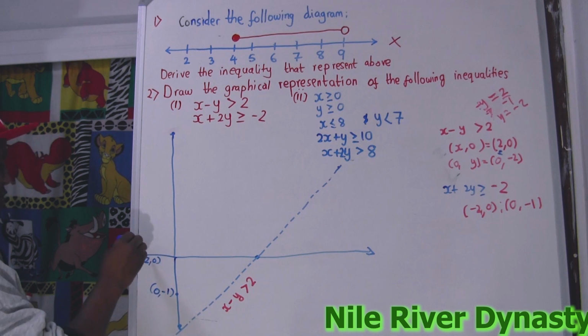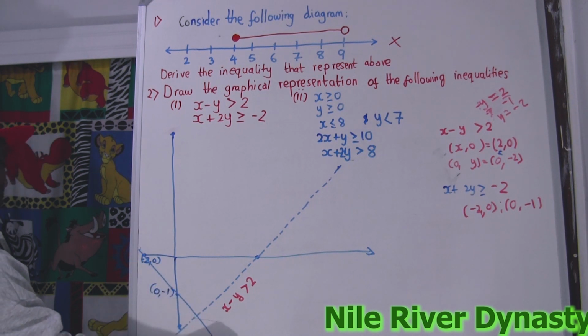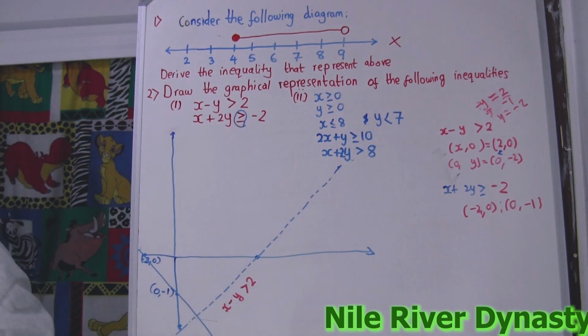Now, this graph might come out something like this, you know what I'm saying? And it's solid. You know why it's solid? Because of this. So it's a solid line. Okay, now we go.